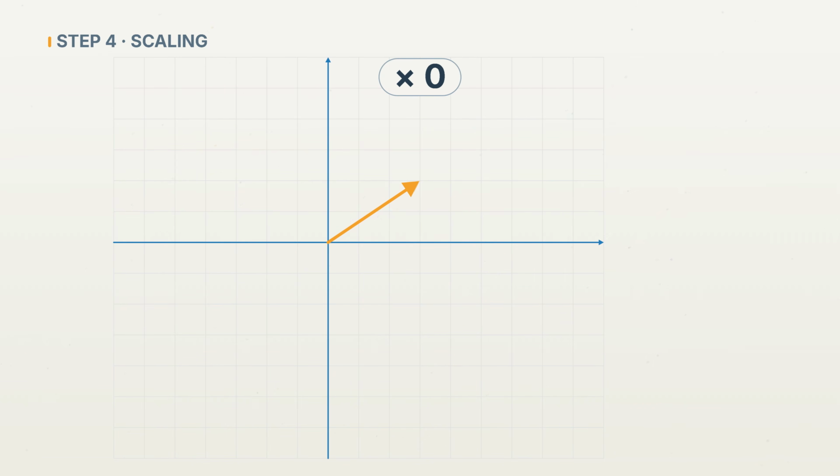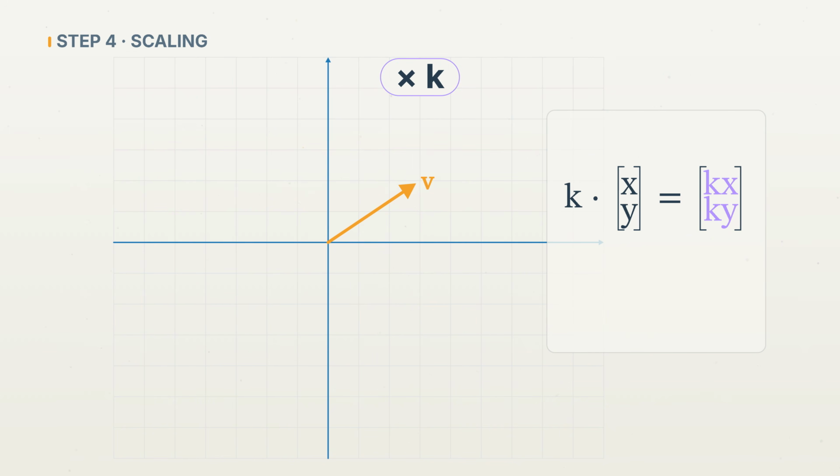And 0 times V, watch. The arrow collapses to a dot, the 0 vector. No walk, no direction. It's the only vector that points nowhere, and trust me, it matters more than it looks.